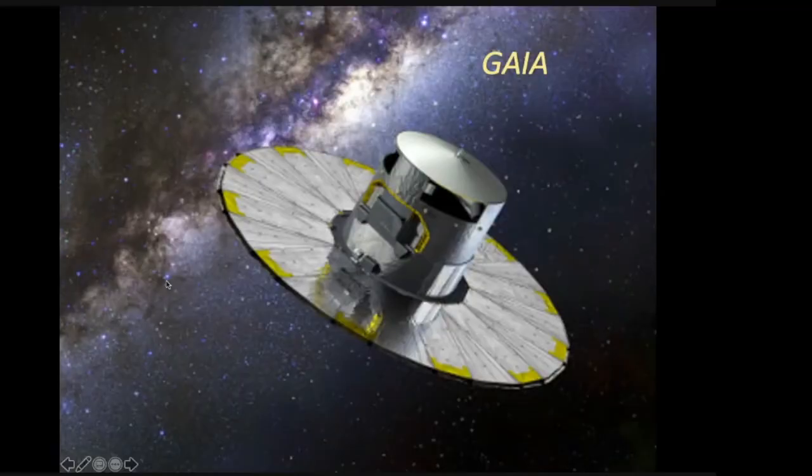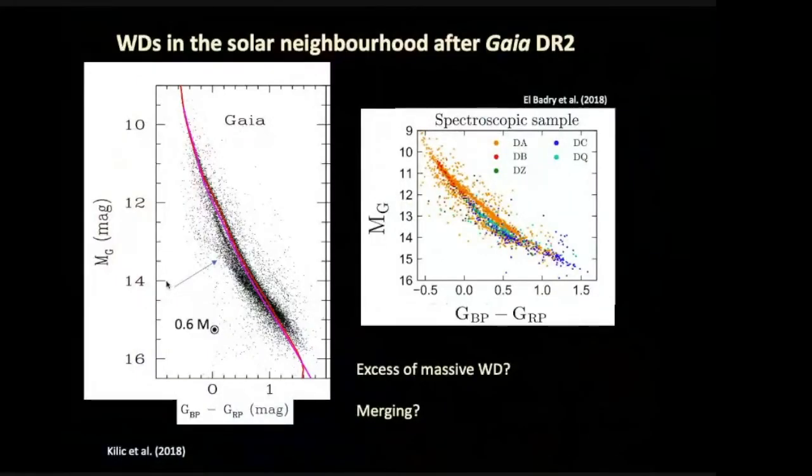Then Gaia, especially data release 2 in 2018, has also raised a number of interesting issues about white dwarfs, because now we have a huge sample of white dwarfs with accurate parallaxes in the solar neighborhood, for example. There have been a number of papers here, and a sort of controversy over what we are seeing. This is the Gaia CMD of white dwarfs within, I think, about 200 or 150 parsecs from the sun. The points are the data.